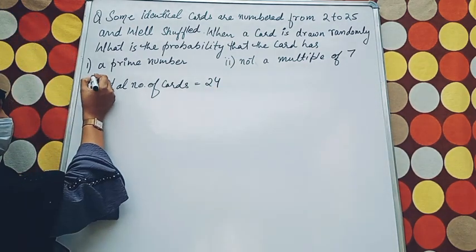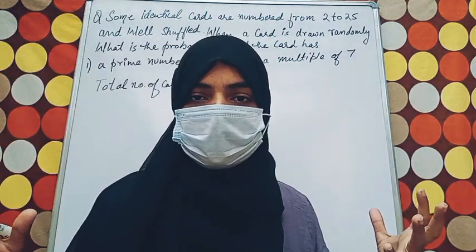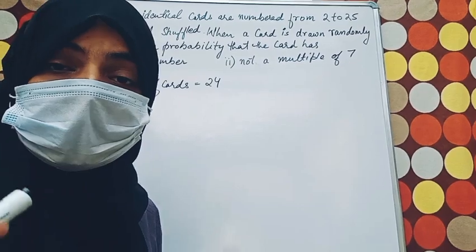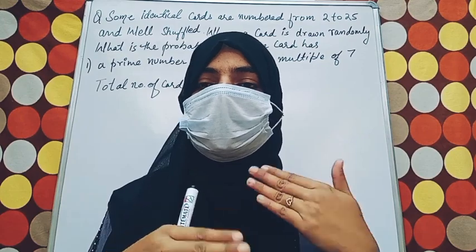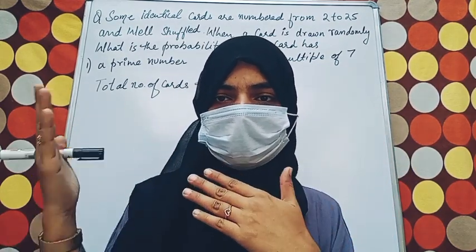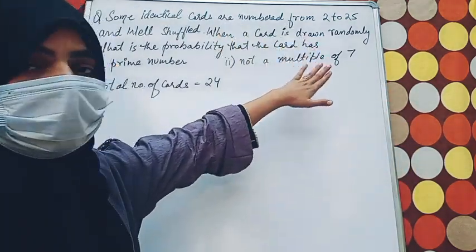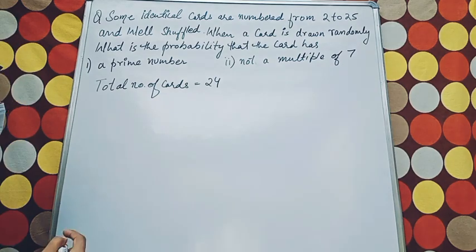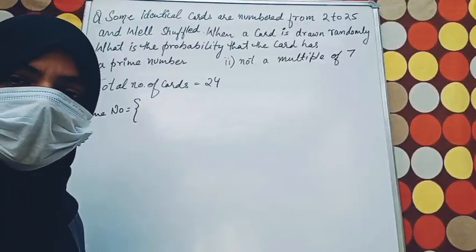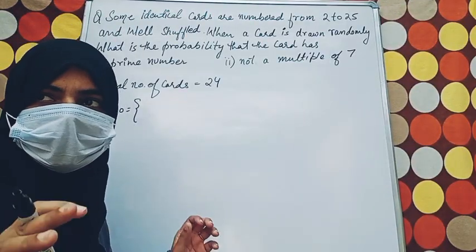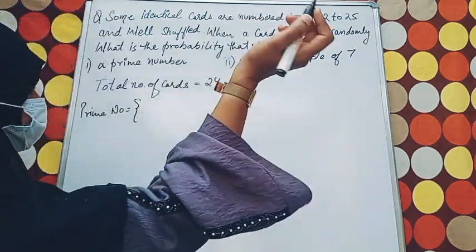Now it says a prime number. You know what a prime number is? Anyone? Prime numbers are the numbers which are divisible by 1 and itself, not by any other number. So 1, we don't have right now because our range starts from 2. So now what prime numbers will we have? Prime numbers are the numbers which are divisible by 1 and itself, not other than that. So let's write some prime numbers.